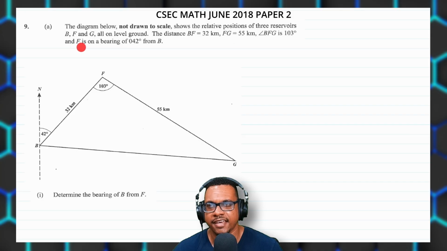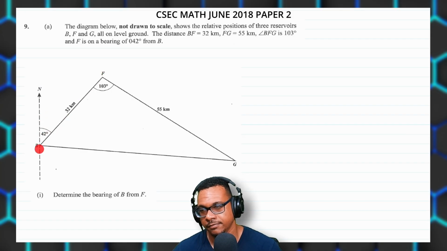And we're saying F is on a bearing of 42 degrees from B. Now you know you're putting a north line on the from, so from B, north line on B, that's why we have a north line here. And we're taking the angle in a clockwise direction. So 42 degrees in a clockwise direction, that's the bearing of F from B.